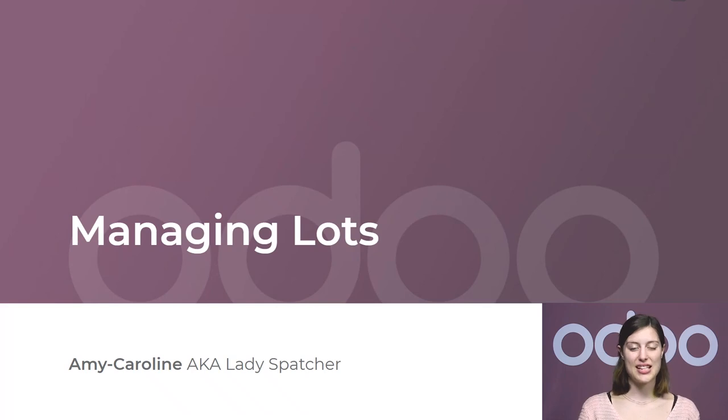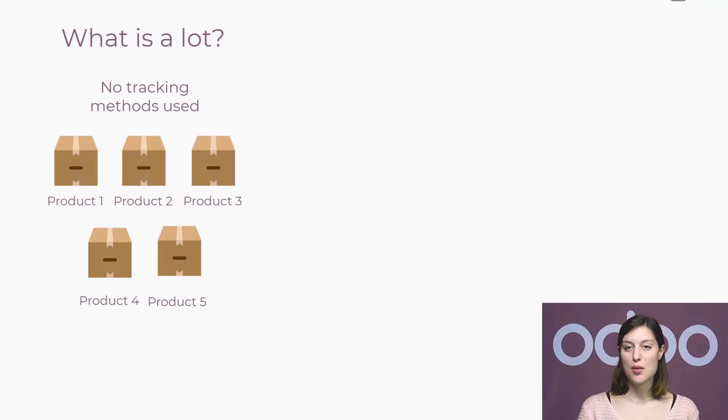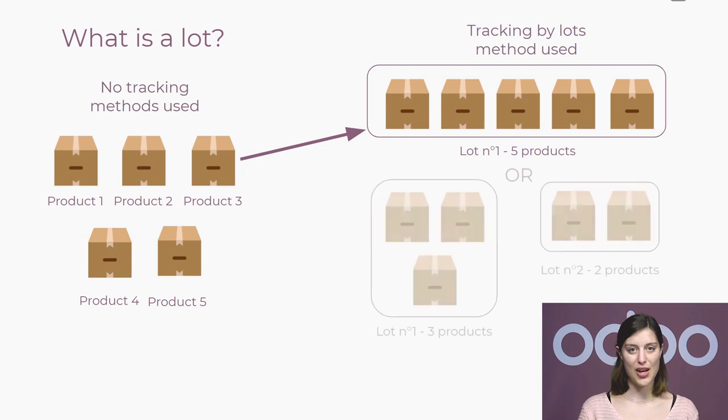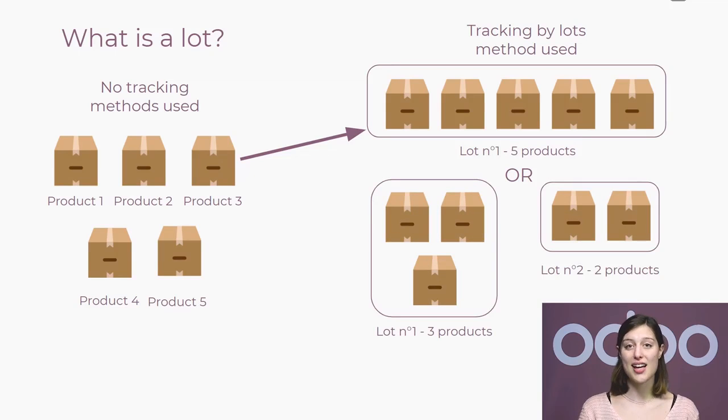Hi dear Odoo-ers, now that I understand the basic flows of Stealthy Wood's inventory, I would like to go deeper into the process by tracking our products by lots. Lots are batches of the same product. For example, I could package my products in lots of 5 instead of storing them one by one. It also allows me to have multiple lot sizes of the same product if it makes sense for my business.